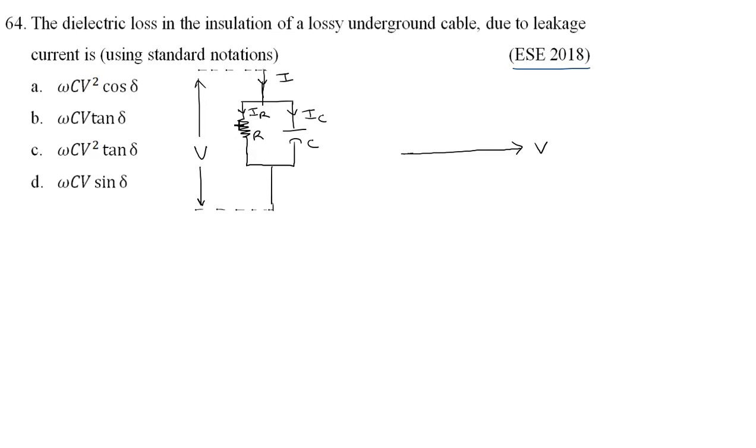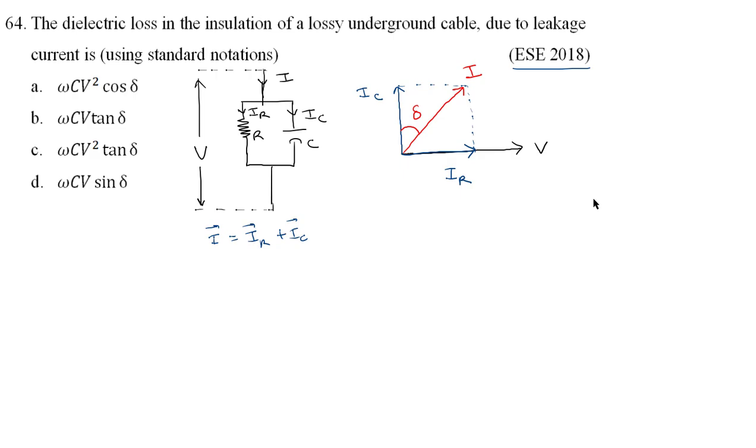Now we know that current and voltage are in phase for resistance, so the current phasor will be along the same line. This will be IR. Next IC. For capacitance, current leads the voltage by 90 degrees. So this is IC, and IR plus IC is nothing but I. If we apply KCL, I is equal to IR plus IC. So if we complete this, this particular current is the resultant of IR and IC, and this angle is the loss angle delta. So delta is the loss angle of the cable.